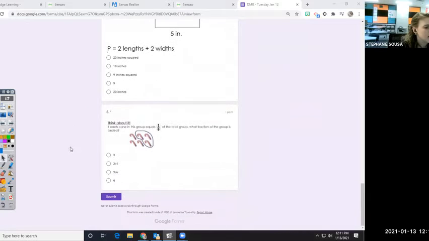Last one, think about it. If each cane in this group equals 1/6 of the total group, what fraction of the group is circled? So now we're looking for the whole thing. There are 1, 2, 3 candy canes circled. So that would be 3/6. 3 out of 6 are circled.